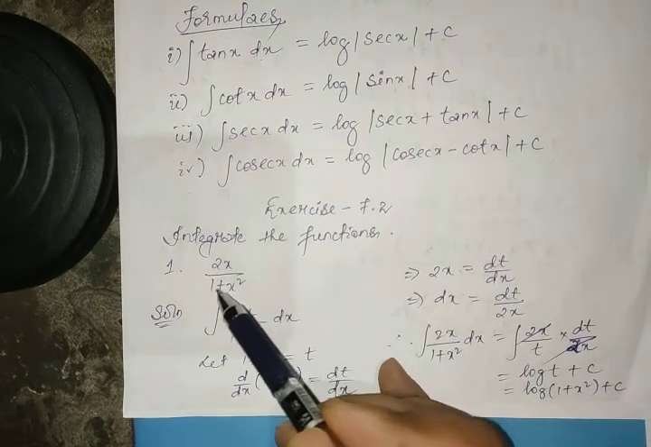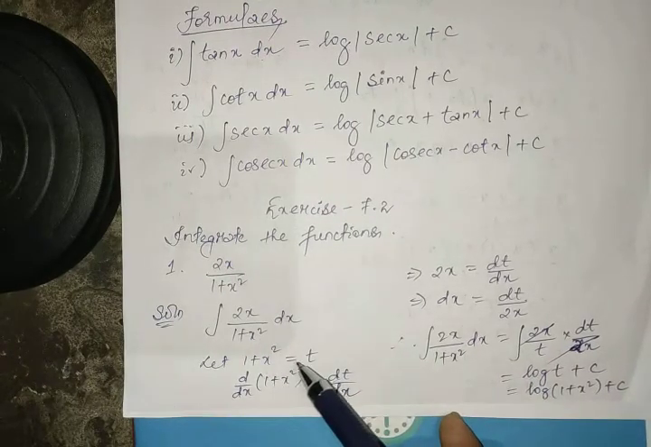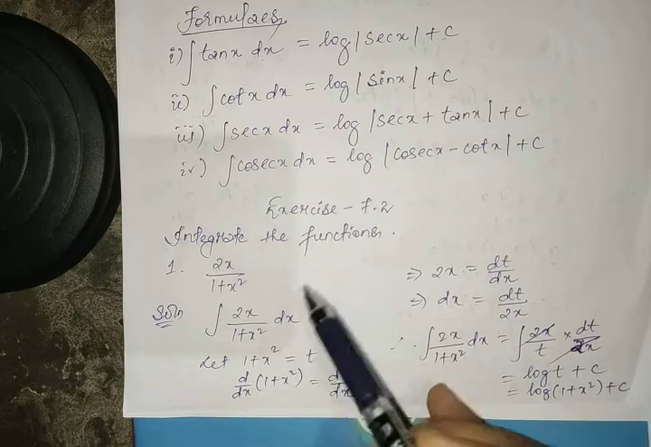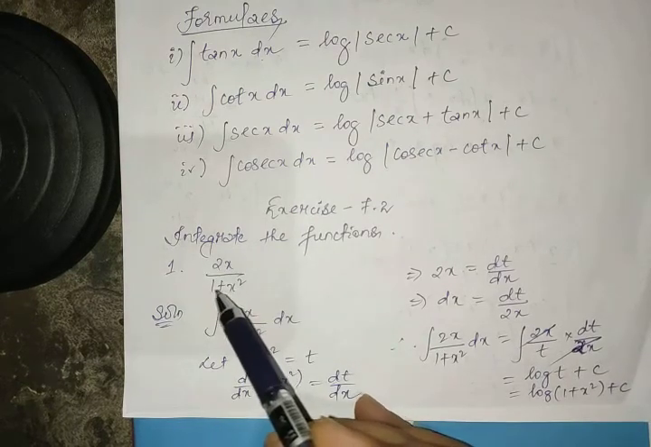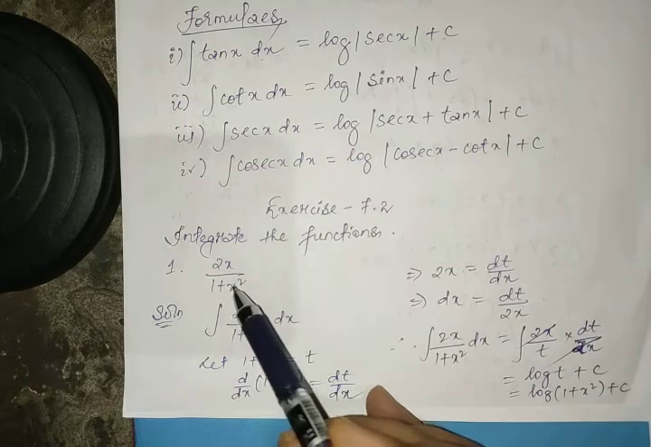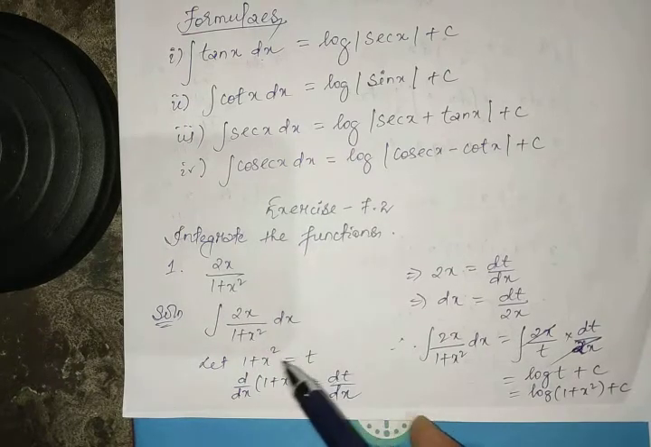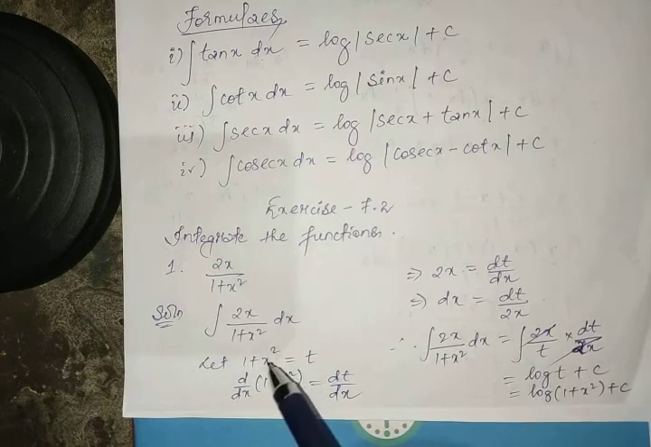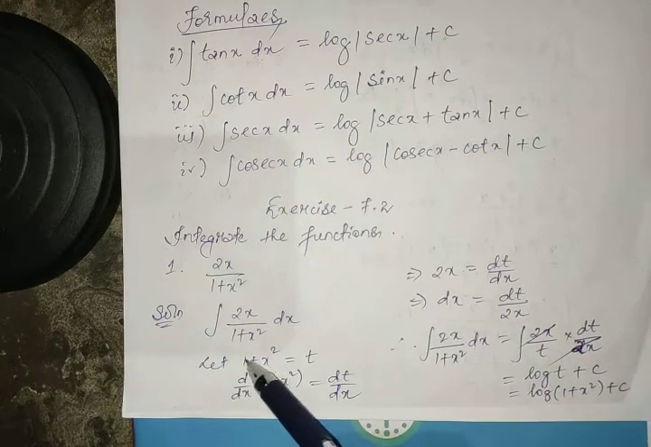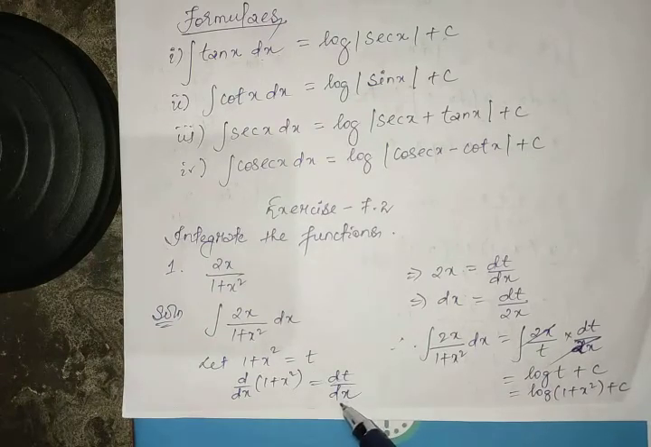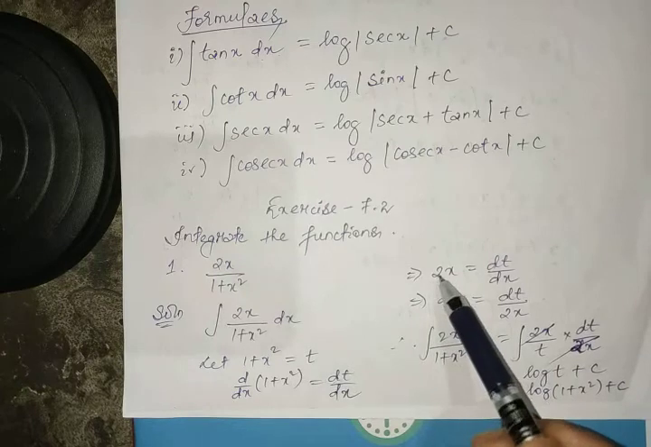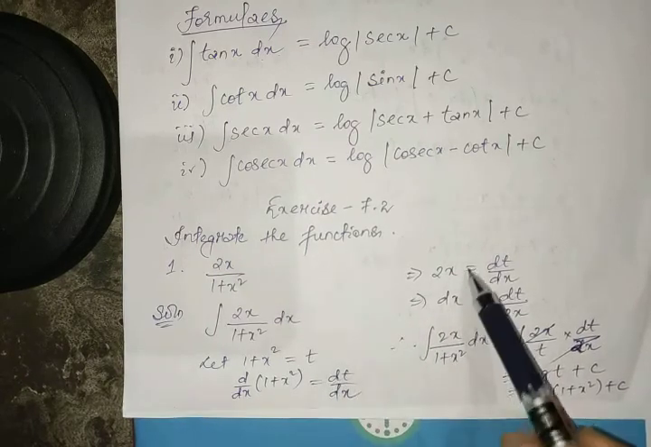This part, the denominator part, I have considered as t. That is known as substitution. You have to substitute a value either this or this. So here I have taken the denominator part, 1 plus x square equal to t. Now after taking this we have to differentiate both the functions with respect to x. So d dx of 1 plus x square equal to dt by dx. Now d dx of 1 is a constant term, so it will be 0, and differentiation of x square is 2x. That I have written, 2x equal to dt by dx.